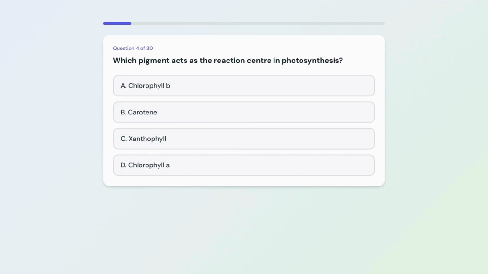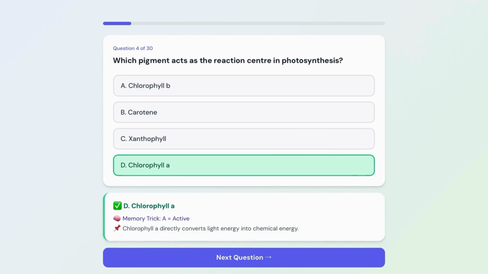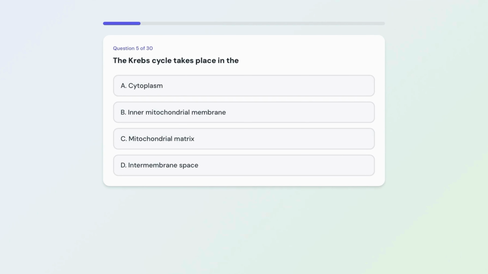Which pigment acts as the reaction center in photosynthesis? Chlorophyll A. A stands for active. Chlorophyll A directly converts light energy into chemical energy because it's an active one.